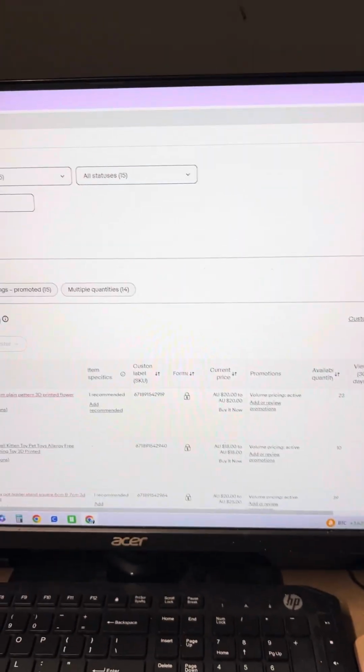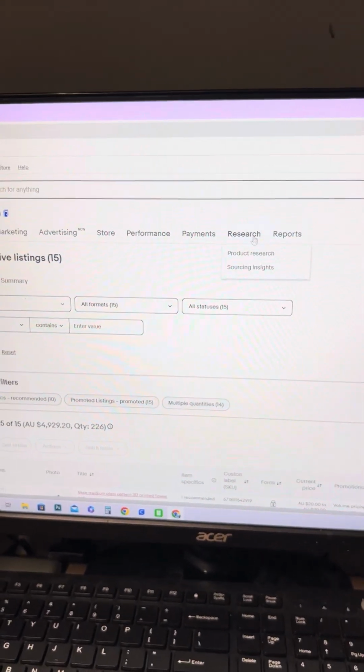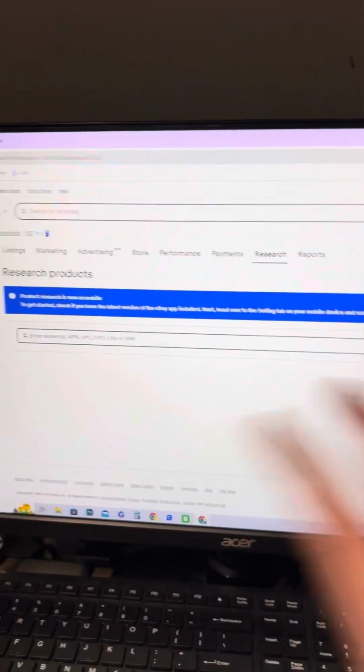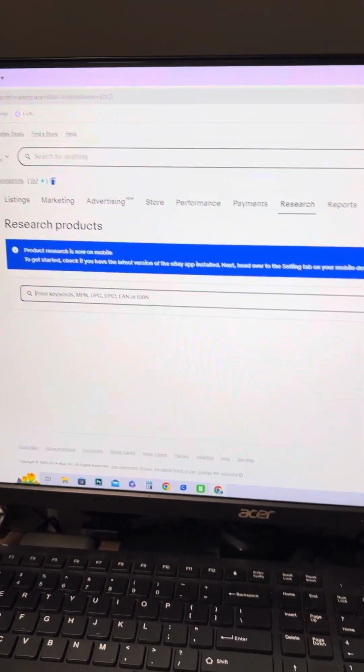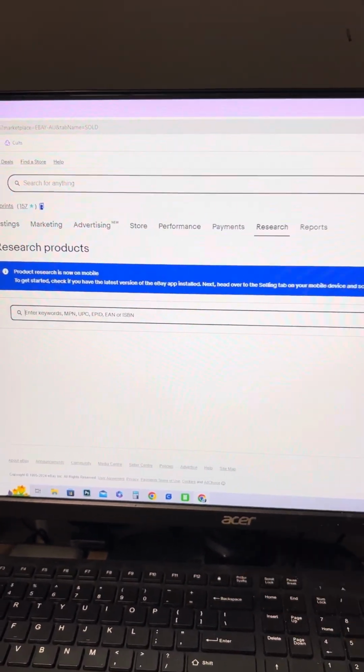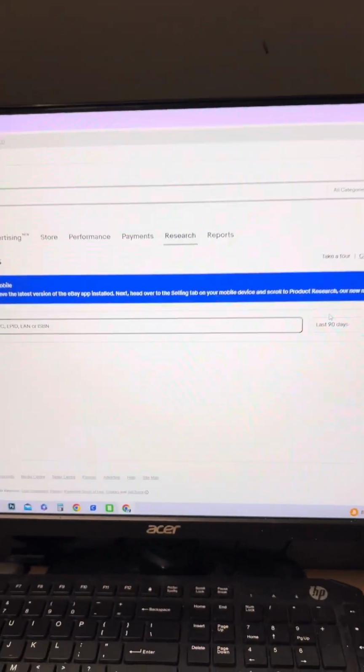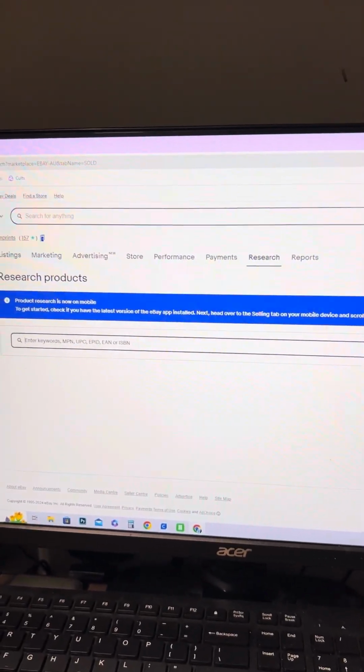But the great thing about eBay is it's pretty similar wherever you go. And it has a lot of really good features and useful tools in its background that you can use to figure out if you're going to be able to sell these products without spending thousands of dollars on advertising.